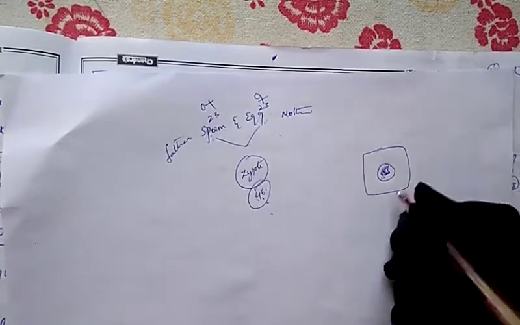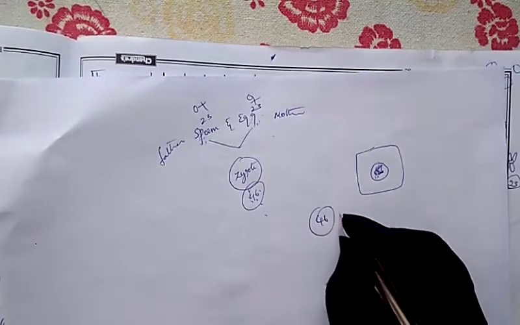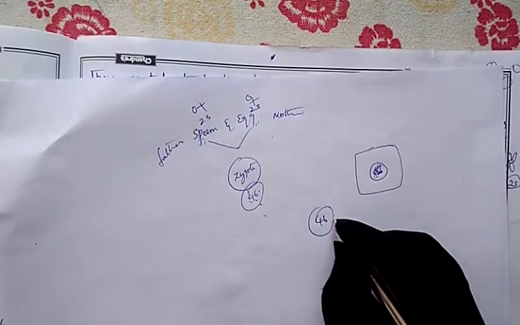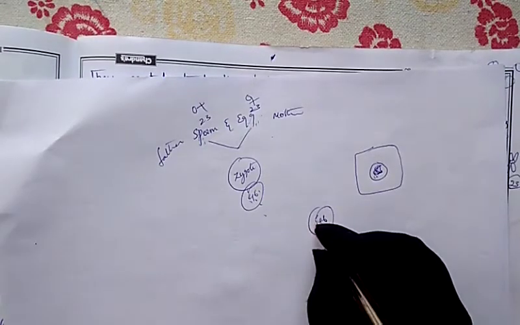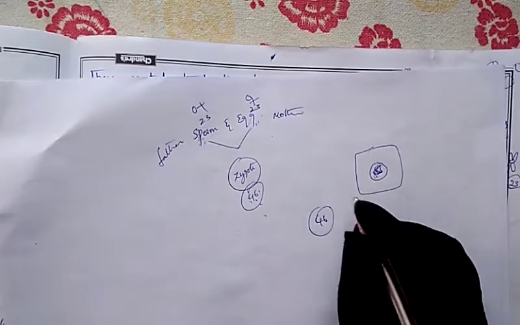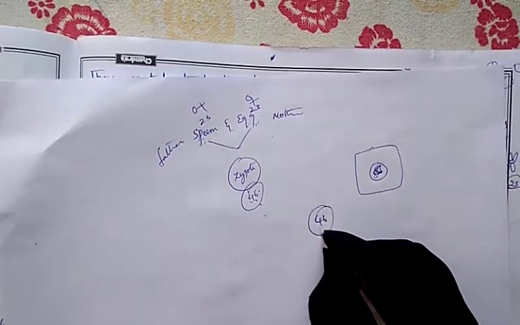In our body 46 chromosomes are present, but in other organisms, whether it may be a plant, an animal, or an insect, whatever creature it may be, every organism has its own chromosome number, and it may vary from one species to another. So the same number of chromosomes will not be present. In human beings, 46 chromosomes are present.